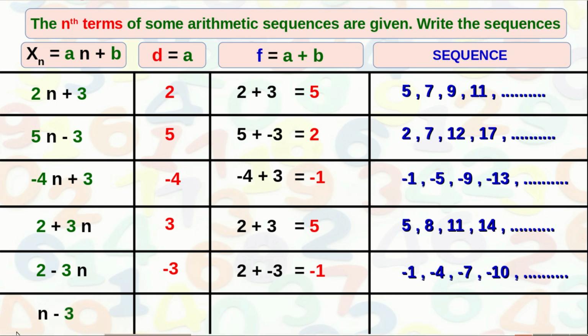Next sequence, n minus 3. Here, what is the coefficient of n? The number with which n is multiplied is 1, and therefore the common difference is 1. First term 1 plus negative 3, that is equal to negative 2. So the sequence starts with negative 2 and the next numbers will be negative 1, 0, 1, and so on.